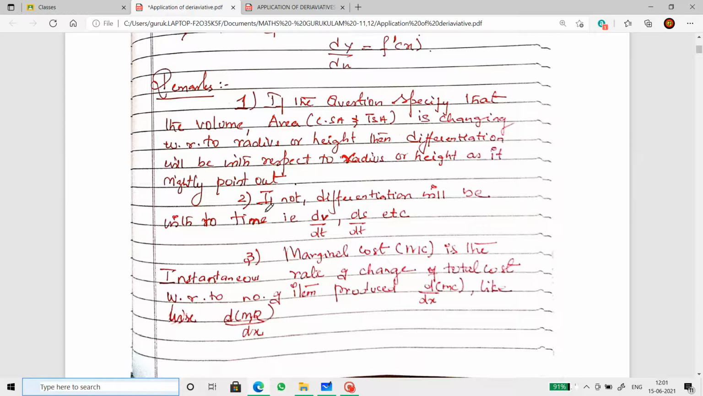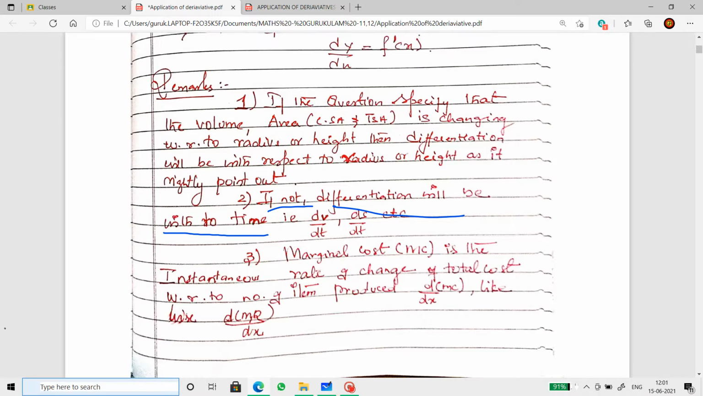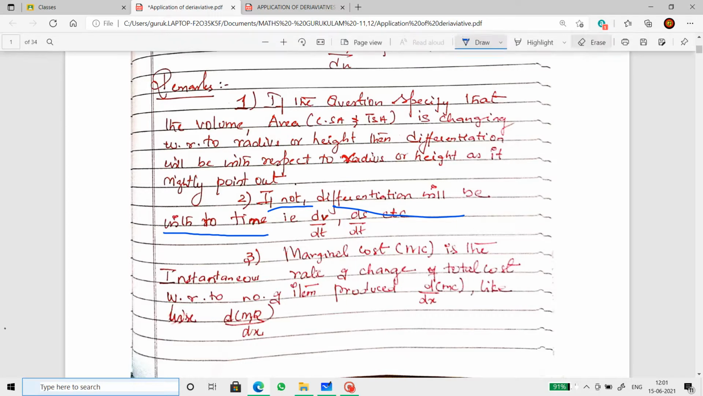But if the question is silent, if nothing is specified, then differentiation will be done with respect to time. That is dv by dt, ds by dt, etc.